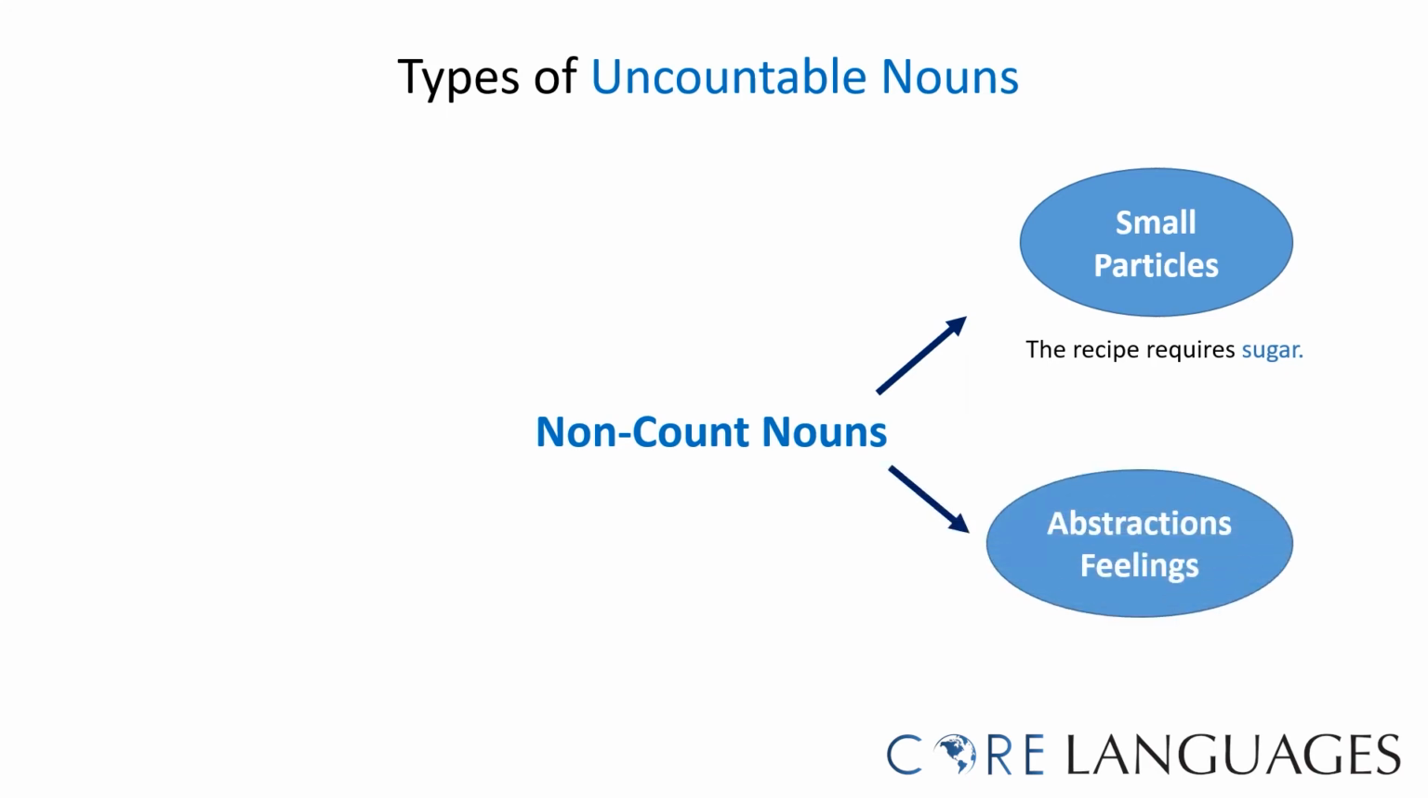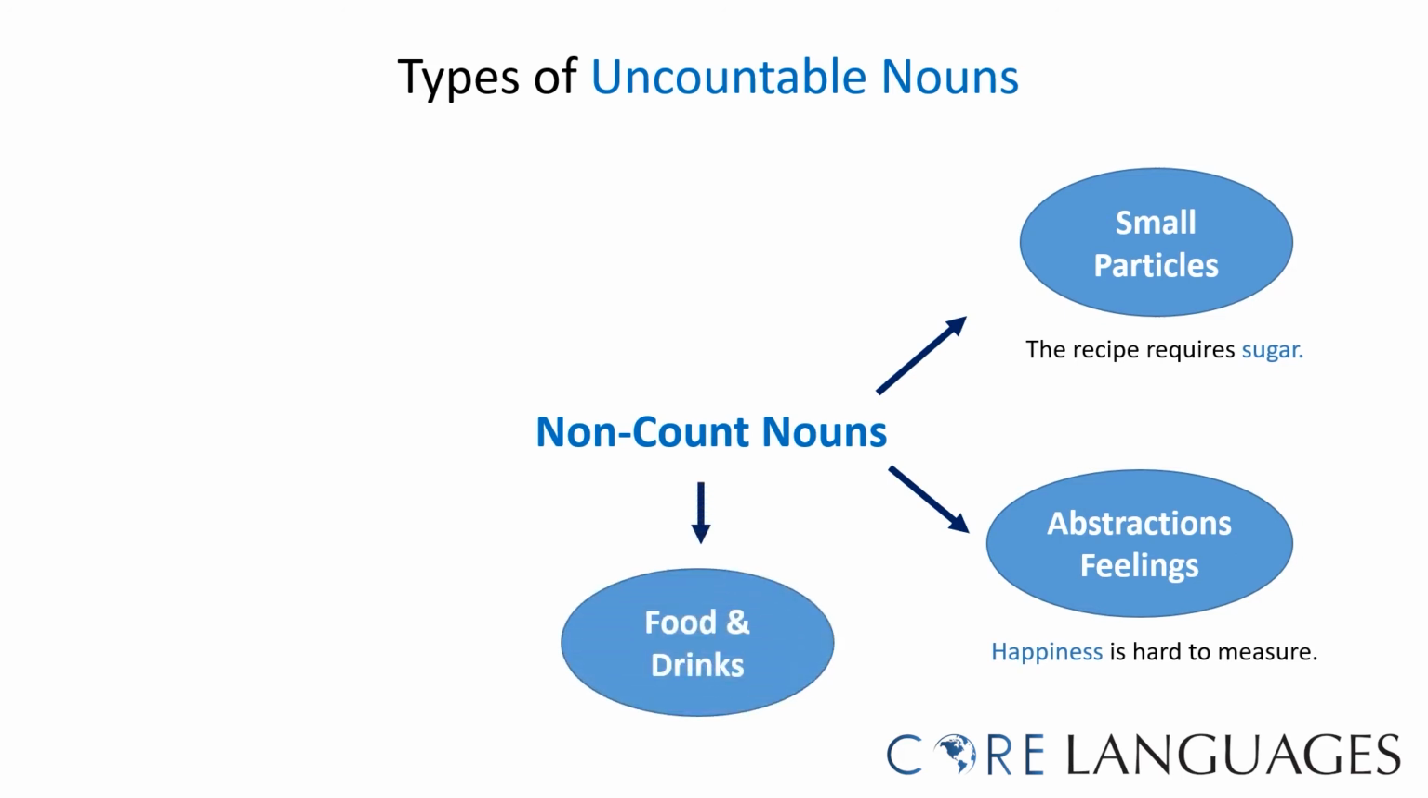We use uncountable nouns for abstractions or feelings. For example, happiness. Happiness is hard to measure. We use uncountable nouns for food and drinks. For example, I buy food at the grocery store.